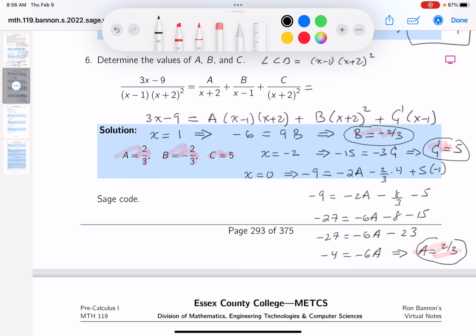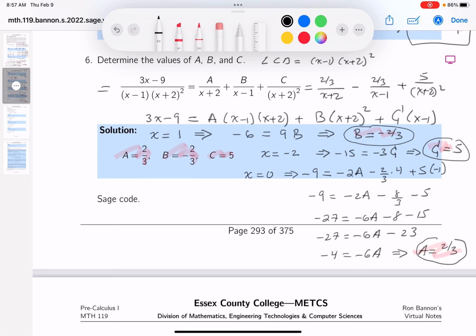A is 2/3, so I'll write that down: 2/3 over x plus 2, plus B. What's B? Oh, B is minus 2/3. So minus 2/3 over x minus 1, plus C. C is 5. So it's 5 over x plus 2 squared.